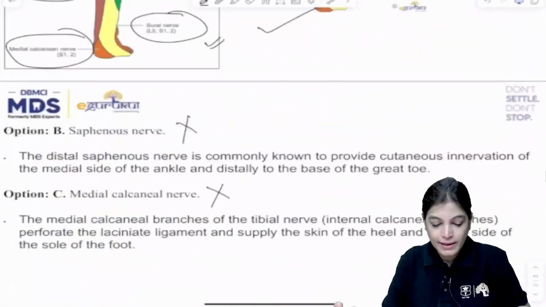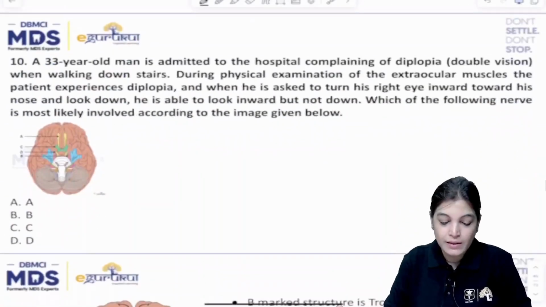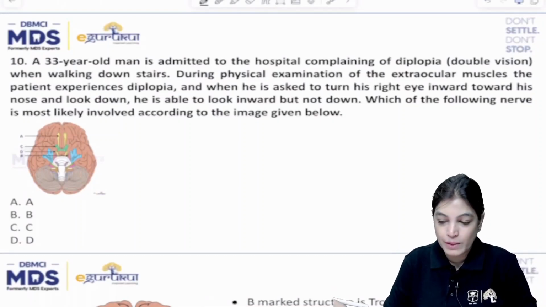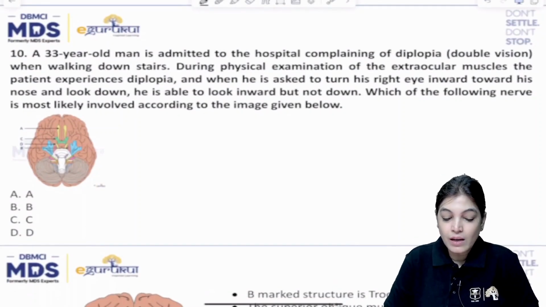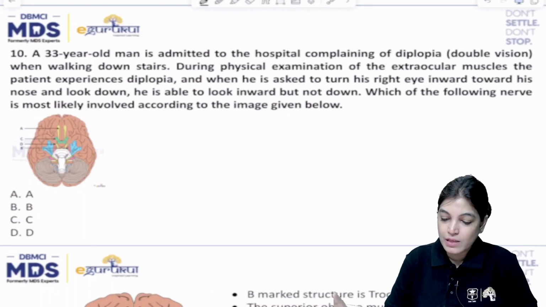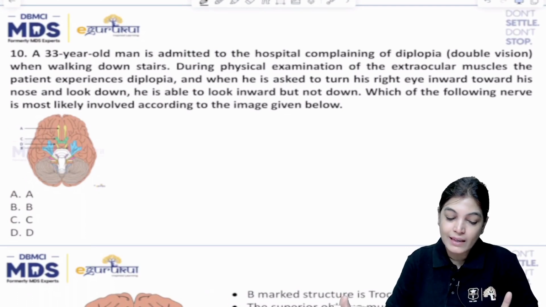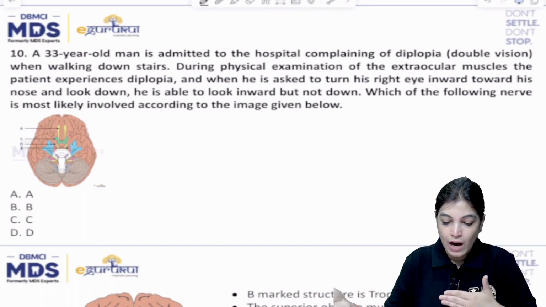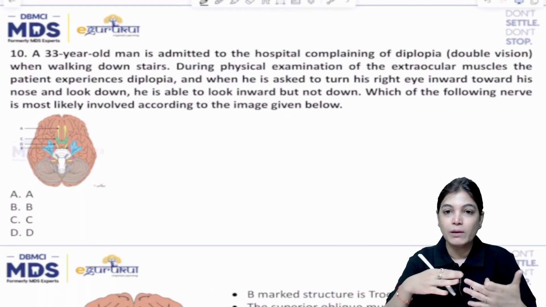Okay, let's move on to the next MCQ, that is MCQ number 10. A 33-year-old boy is admitted to the hospital complaining of diplopia, double vision, when walking downstairs. During physical examination of extraocular muscles, the patient experiences diplopia. And when he is asked to turn his right eye inward towards his nose and look down, he is able to look inward but not down.